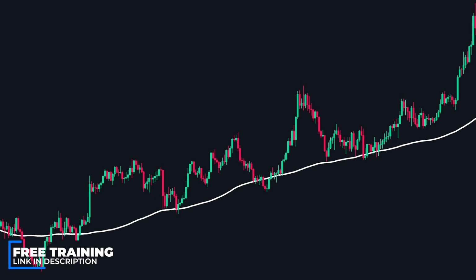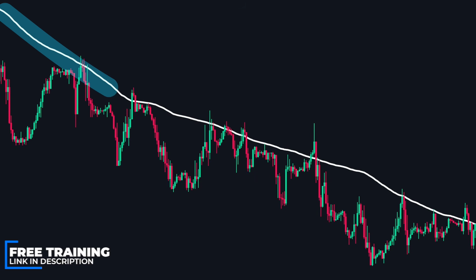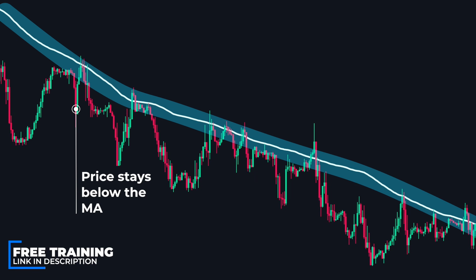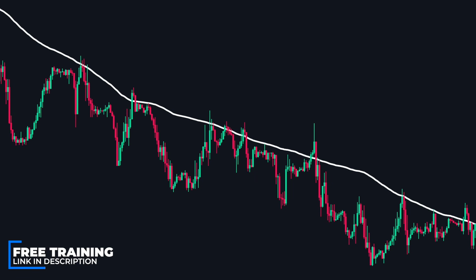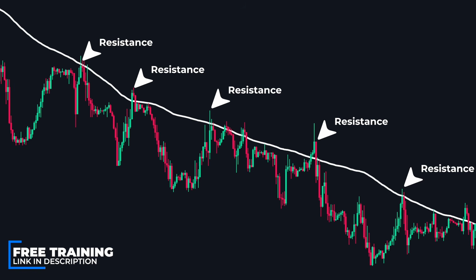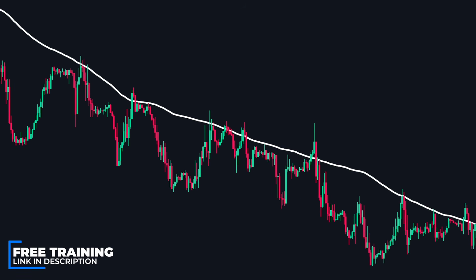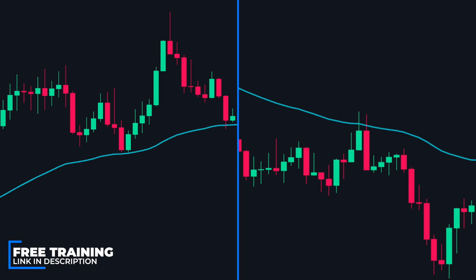In this example, the moving average provides support to the price on 3 different occasions. On the other hand, in a downtrend, we see that the price stays below the moving average, and whenever the price comes near the moving average, it finds resistance. So, we can look for selling opportunities near the moving average in a downtrend. In fact, the price finds resistance for a total of 5 times. So this is how the moving average can act as a level of support and resistance for the price.